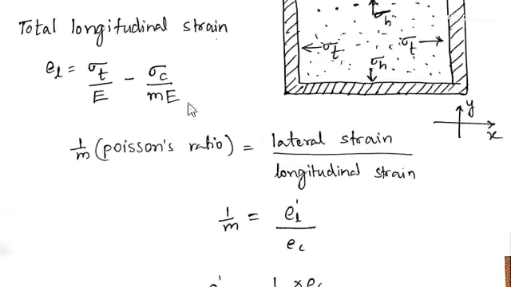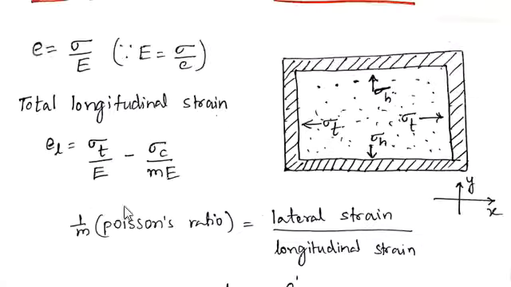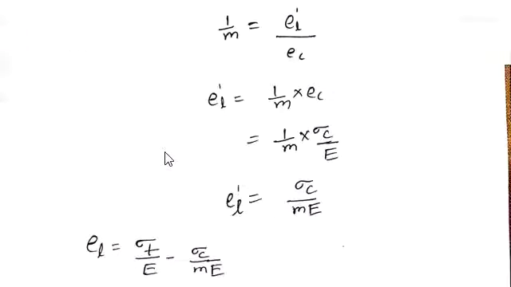So this much value we have to remove from the actual strain which is produced by the longitudinal stress. So we are removing this term from this term to get the total longitudinal strain. When we write the same equation once again here, longitudinal strain is equal to sigma t by E minus sigma c by mE.